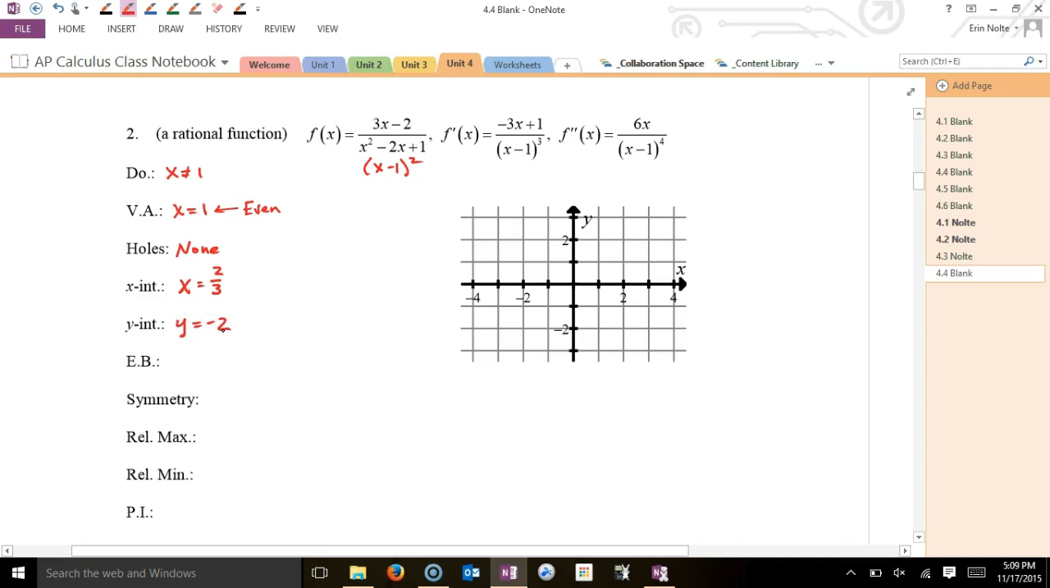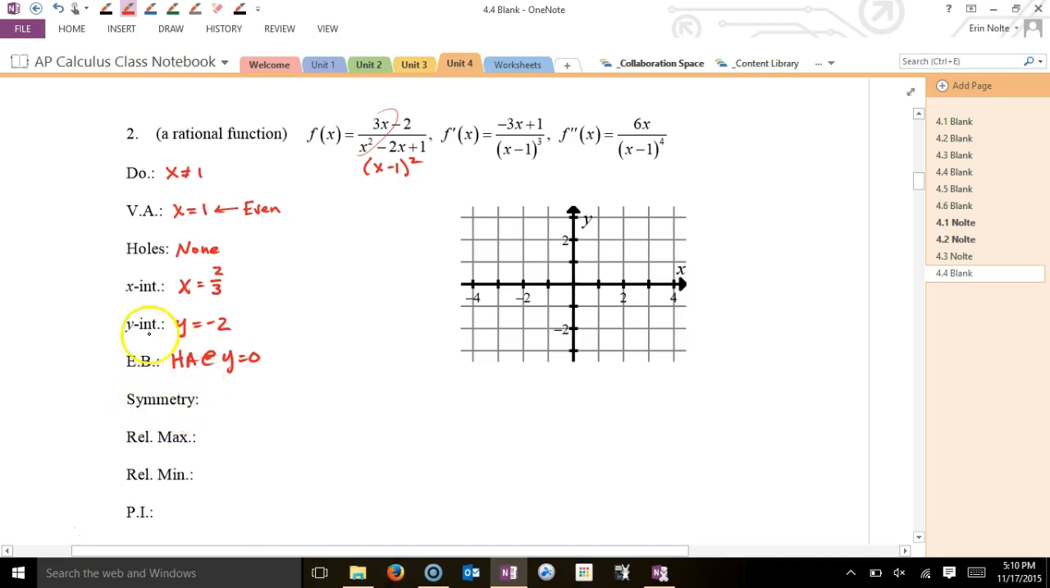For the end behavior, I'm thinking horizontal asymptote, so I'm looking at the values in front. It is bigger on the bottom, so bigger on the bottom implies that I go to 0. I have a horizontal asymptote at y equals 0, so that implies both ends are going to 0.